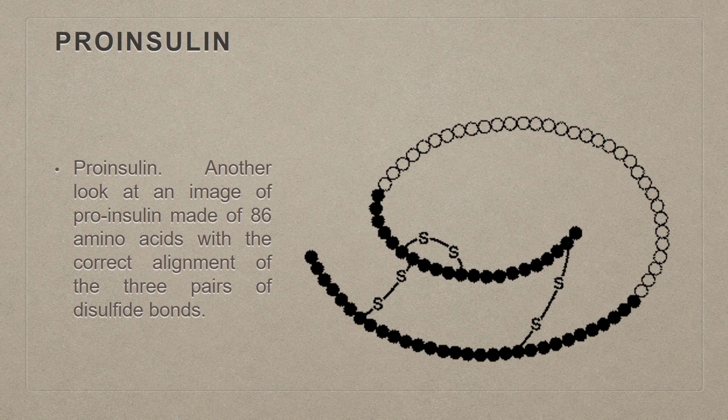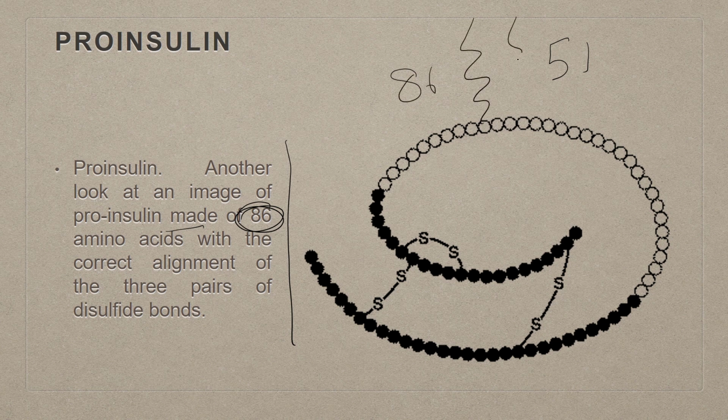Now, if we look at the proinsulin structure, another look at the image of the proinsulin made of 86 amino acids, while this one is 51, proinsulin is 86. So, it means there has to be some chopping of some of the moieties, and again you see here is the disulfide linkage, and then this is the part which gets chopped off.